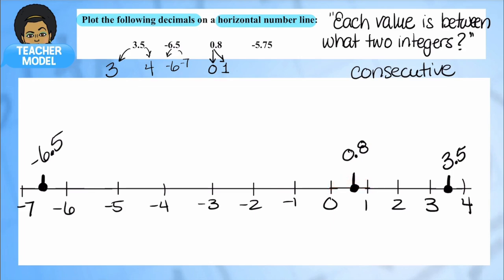And let's try the last one. Same thinking. -5 and 75/100ths. So again, I know -5 is one of the integers. So do your thinking, and you're going to -5 and 75/100. So I have to keep moving further to the left. So it's between -5 and -6.